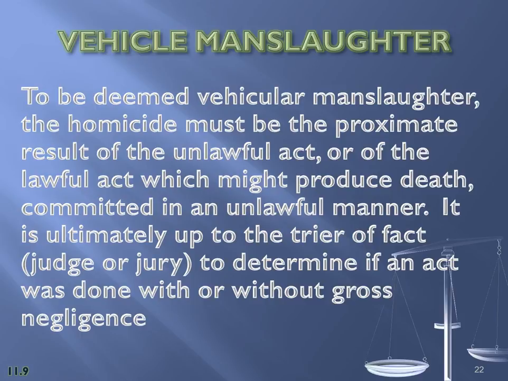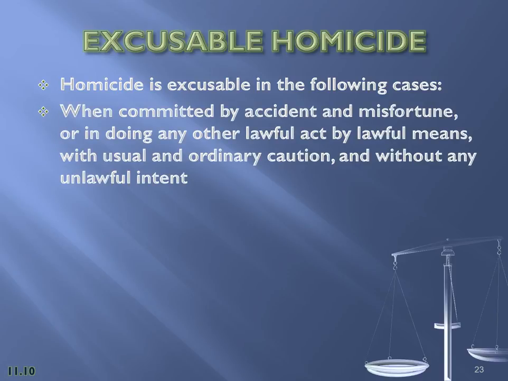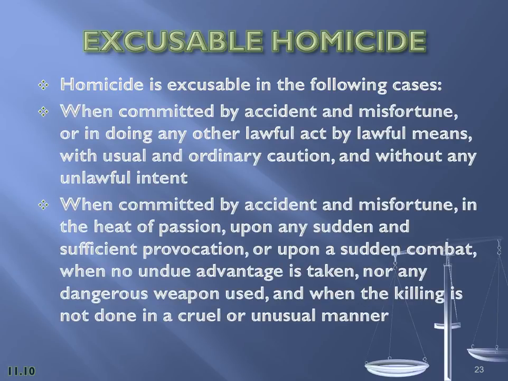To be deemed vehicular manslaughter, the homicide must be the proximate result of the unlawful act or the lawful act which might produce death committed in an unlawful manner. It is ultimately up to the trier of fact, the judge in a bench trial and the jury in a jury trial, to determine if an act was done with or without gross negligence. So moving on now. We've talked about a couple of different things. Now let's move on to the last little pieces.